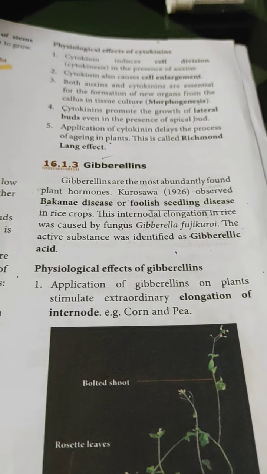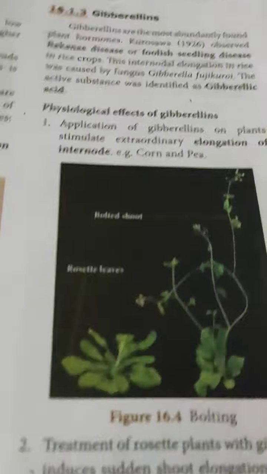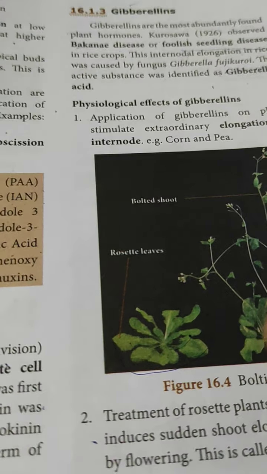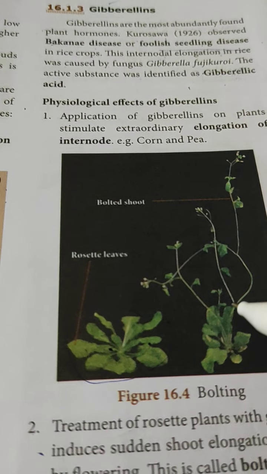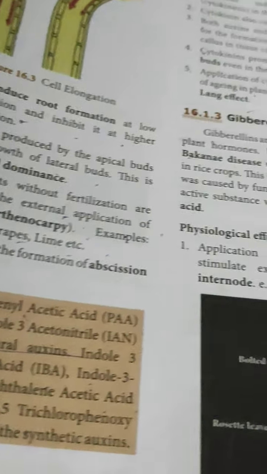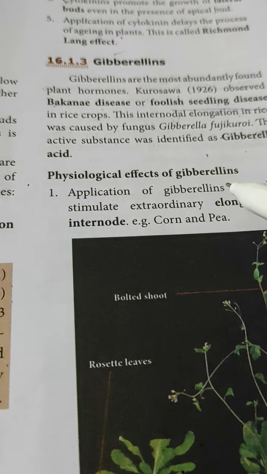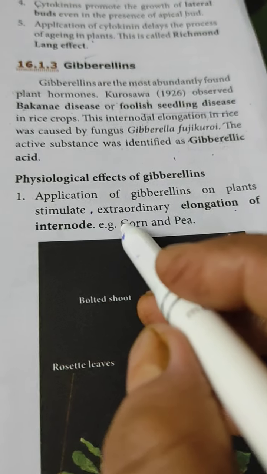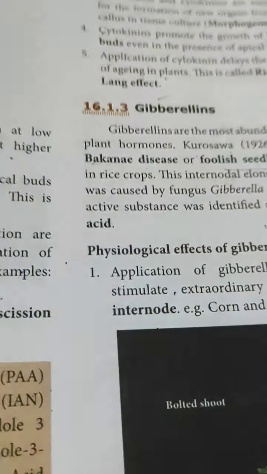Now physiological effects of gibberellin. The application of gibberellin on plants stimulates extraordinary elongation of the internode. If you see, one diagram has been given. This plant is called a rosette plant. All the leaves are grouped together at one place. When gibberellin is applied to this plant, internode growth takes place and the plants start to elongate. So that is the function of gibberellin. For example, corn and pea.